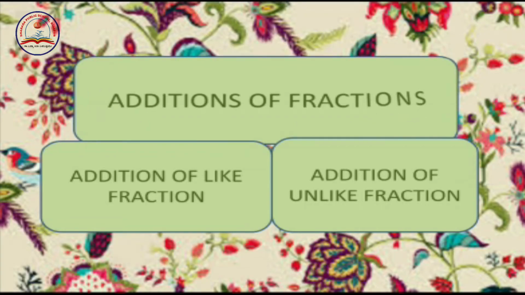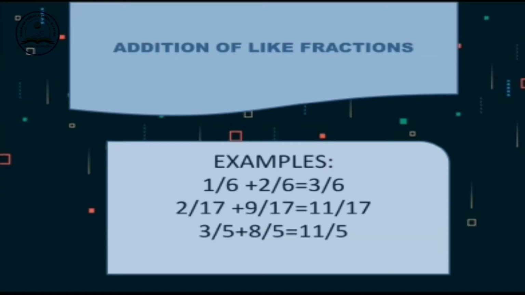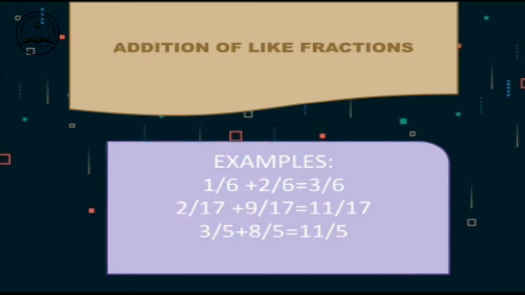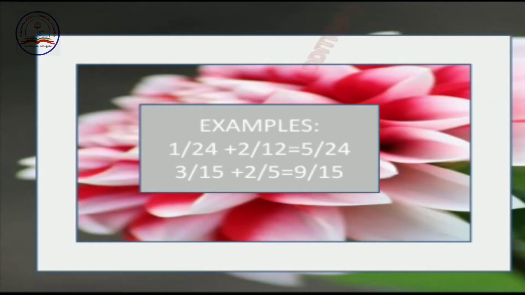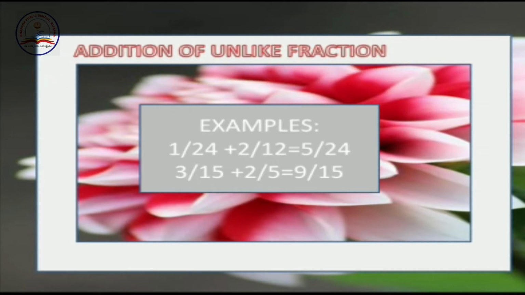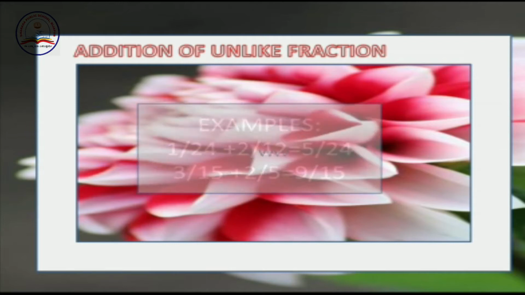Addition of fractions. Addition of like fractions, addition of unlike fractions. Addition of like fractions. Example, 1 by 6 plus 2 by 6 equals 3 by 6. Addition of unlike fractions. Example, 1 by 24 plus 2 by 12. The LCM of 24 and 12 is 24. The answer is 5 by 24.